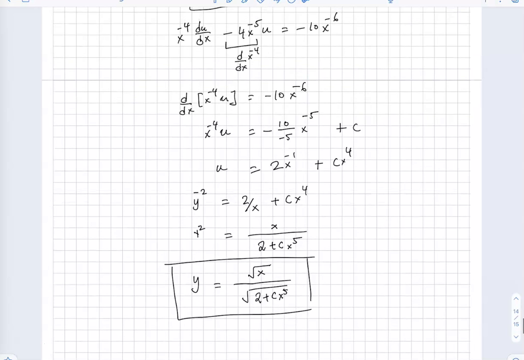And then with straightforward algebra, you get y equals square root of x divided by square root of 2 plus c x to the power 5.